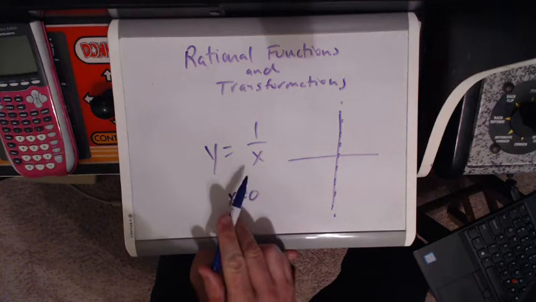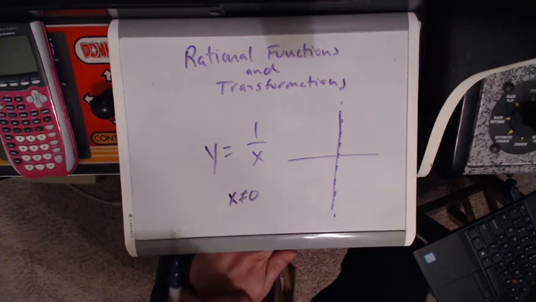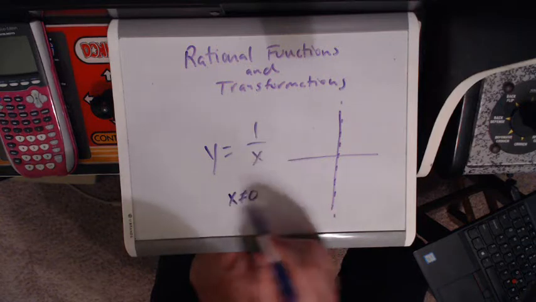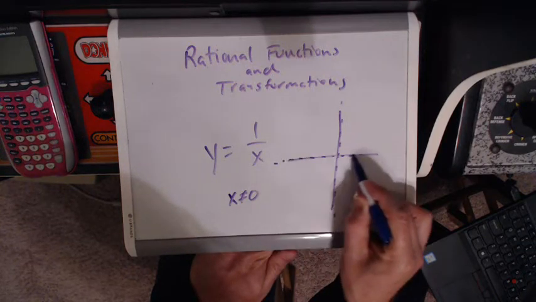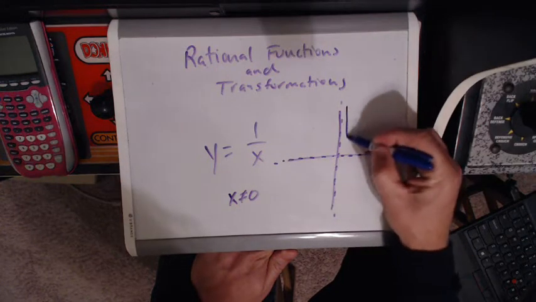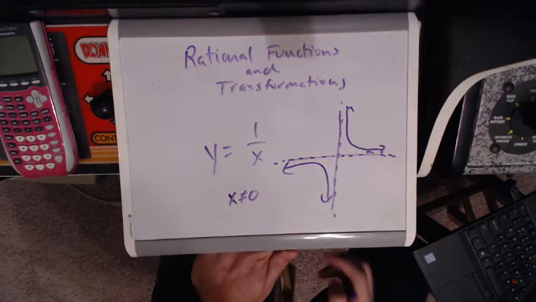If you look at this, the bottom has a larger degree than the top. The bottom has a degree of 1. The top has a degree of 0 since it's a constant. So we know the bottom's bigger than the top, and we know that there's a horizontal asymptote here. So what ends up happening is you have this thing that kind of looks like this. It hugs those asymptotes like that, and you just have this basic graph.